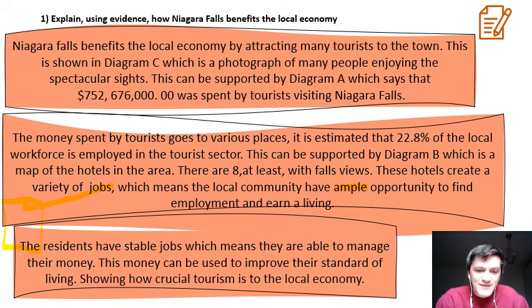The residents have stable jobs, which means they're able to manage their money. This money can be used to improve their standard of living, showing how crucial tourism is to the local economy. So we link it to standard of living. We link it to how it benefits people's lives. You could also link it into taxes, how much taxes are brought into the area. And then taxes are spent on improving schools, which means this, which means that. So that's an idea of what I'm looking for.